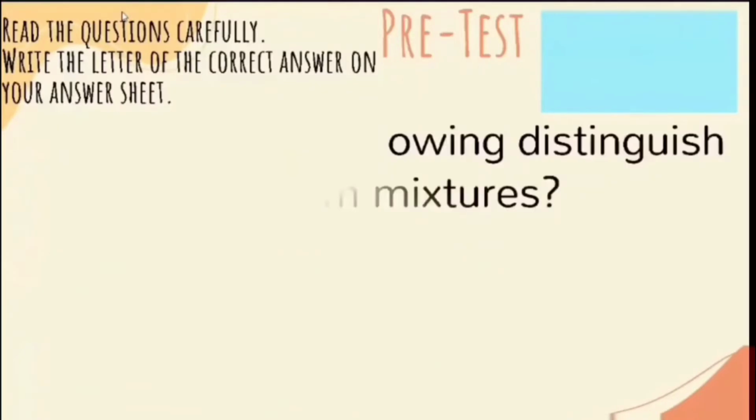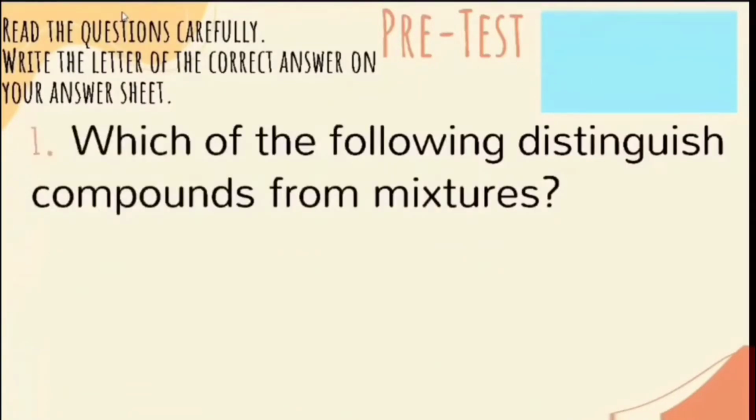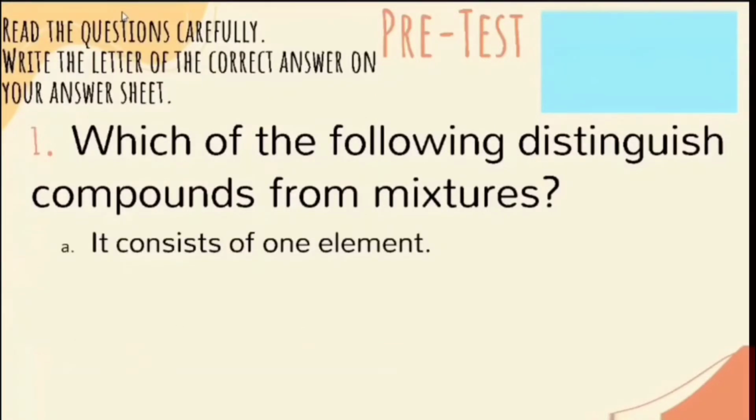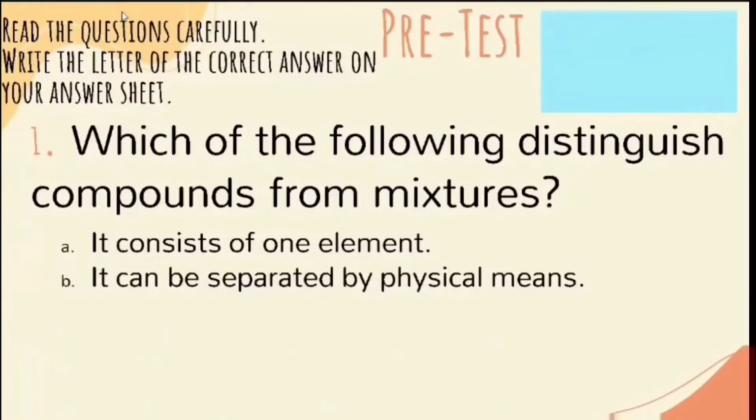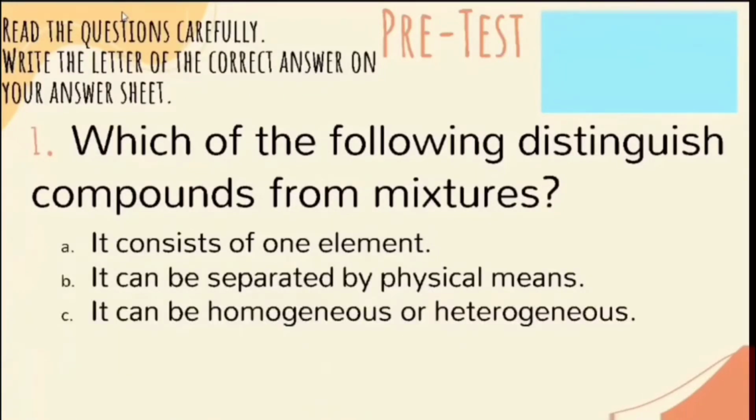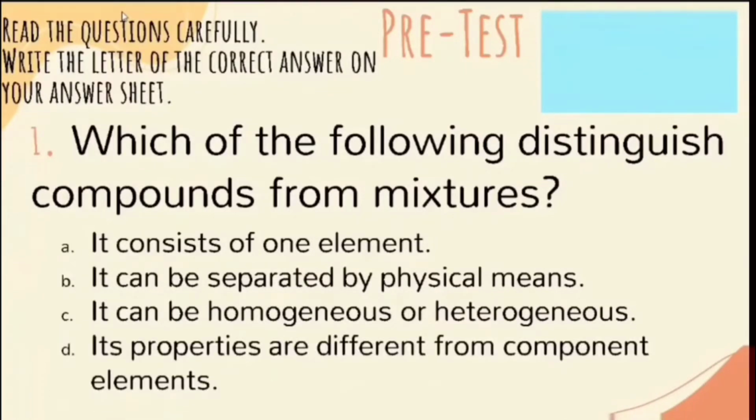Number 1. Which of the following statements distinguishes compounds from mixtures? A. It consists of one element. B. It can be separated by physical means. C. It can be homogeneous or heterogeneous. And D. Its properties are different from component elements.